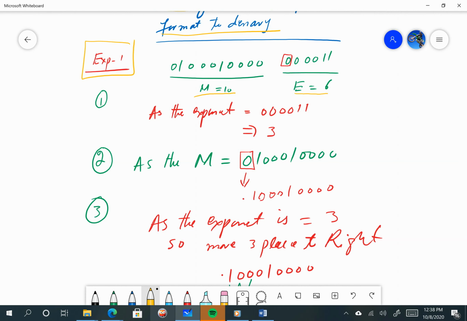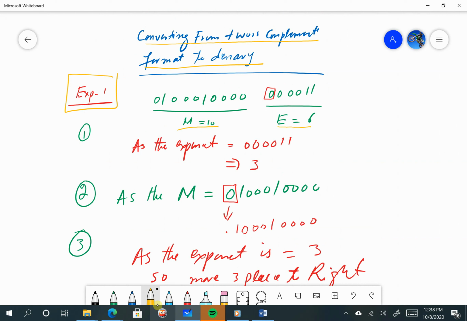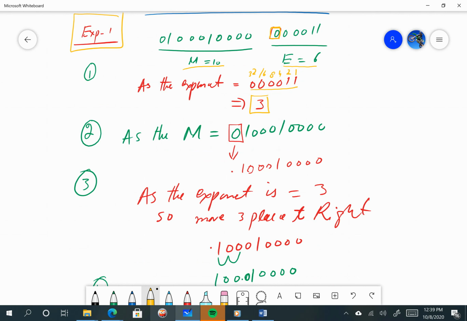Step number 1, what I have to do is, the exponent is positive because it starts with 0, and the exponent is equal to 4 times 0 and double 1, so convert it into binary numbers. So we will get the required answer 3, because 1 plus 2 is equal to 3. As the Mantissa is equal to 0, 1, triple 0, 1, 4 times zeros.